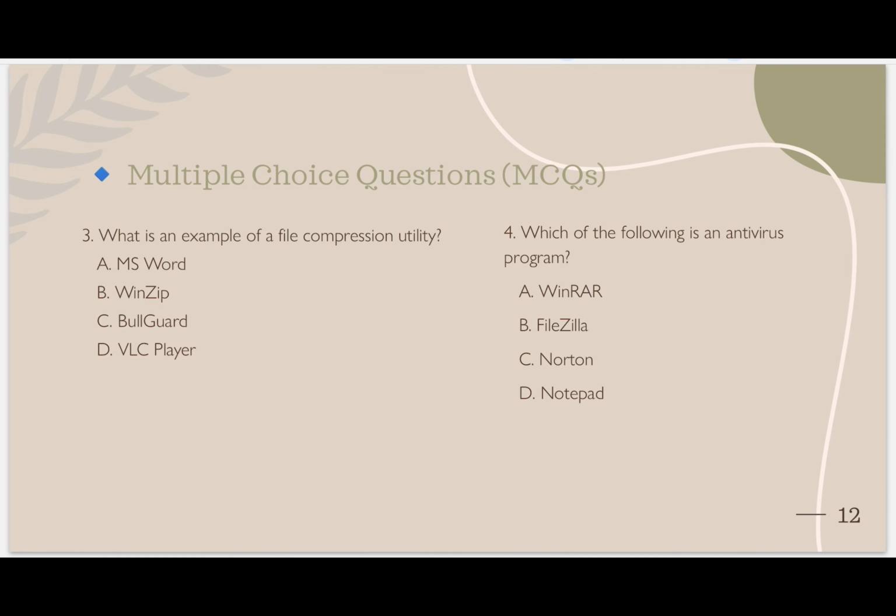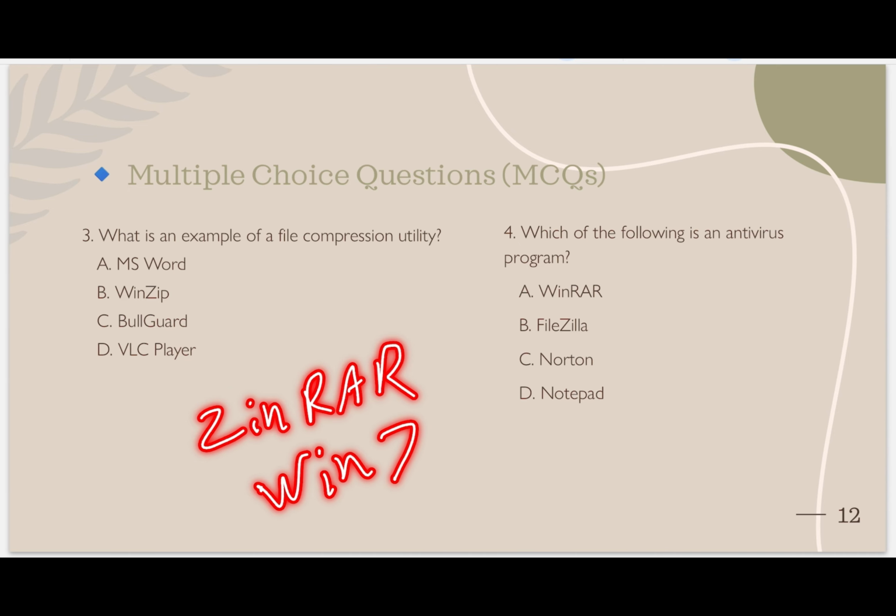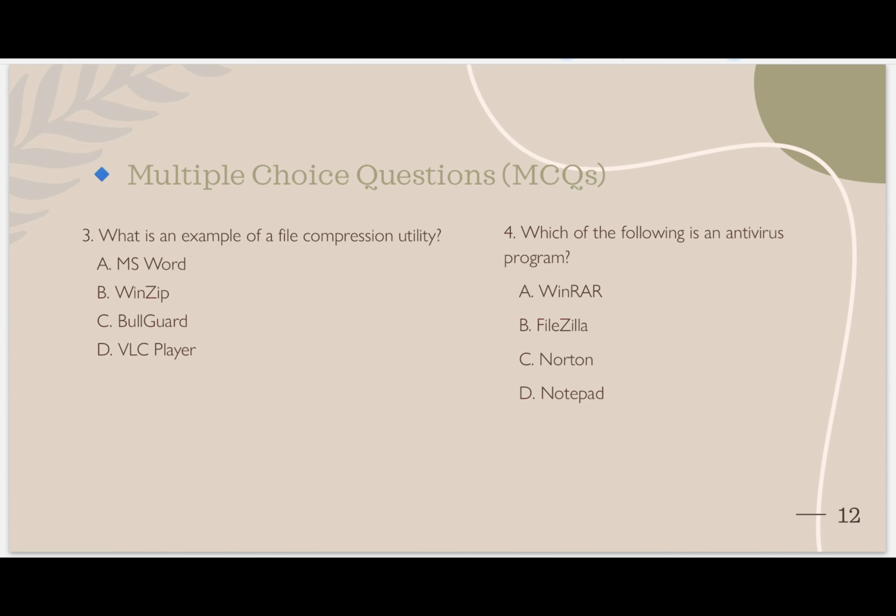Now the third one, what is an example of a file compress utility? WinZip, right? It is a compress one. Second one is WinRAR and another one is Win7. Win is there, right? WinRAR, Win7, WinZip. Which program is an antivirus program? Norton. Norton is a type of antivirus, and the second one is Bulgar, right?